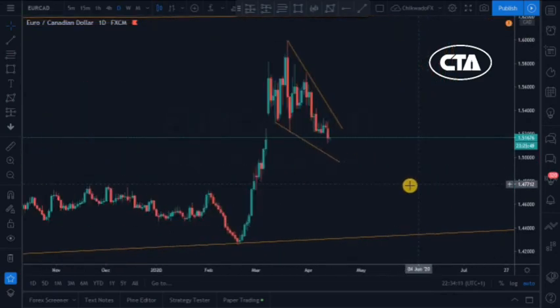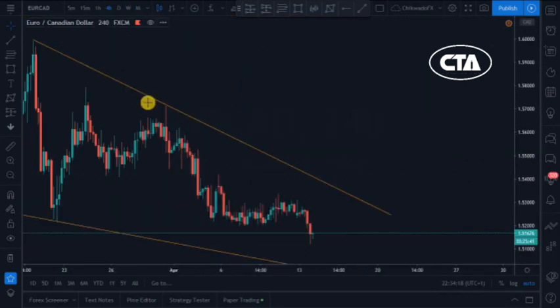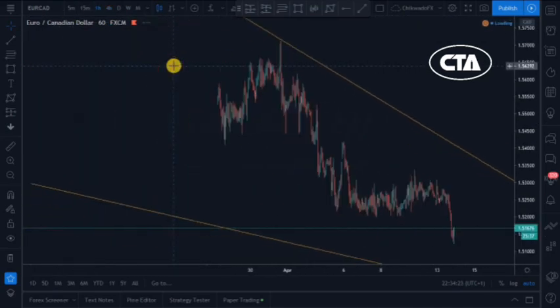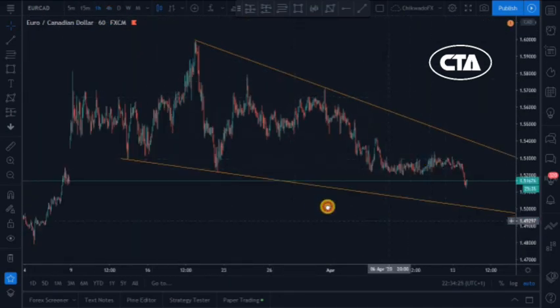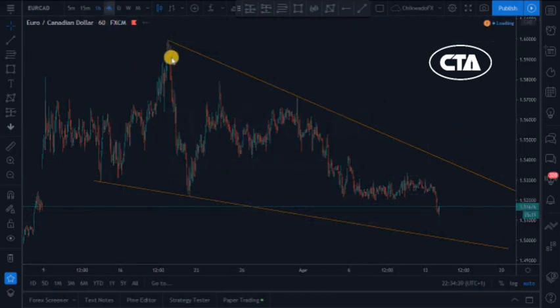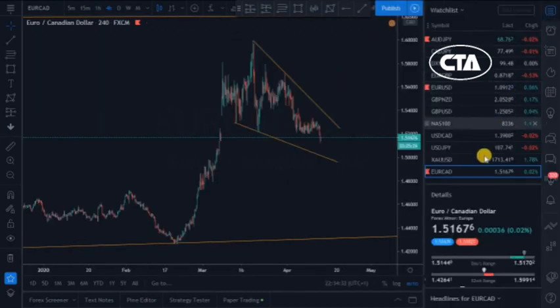So we've connected these highs. This is how it's looking: a falling wedge. We don't see it clearly until we get to the 4-hour time frame, and even clearer when we get to the 1 hour. Of course, at that point it starts getting bigger and bigger, and then you start to really see the market for what it is.